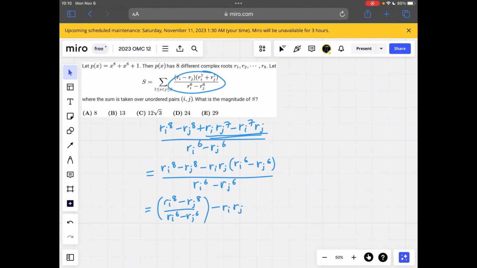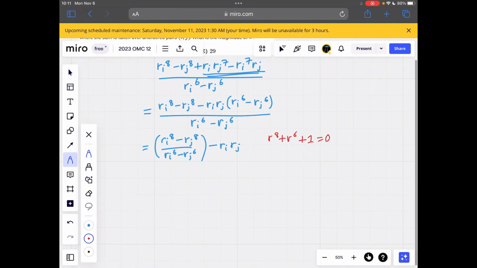Now, it might be useful to recall the definition of ri and rj. The roots of p of x equals x to the 8th plus x to the 6th plus 1. So any root r of p of x is going to satisfy r to the 8th plus r to the 6th plus 1 equals 0. And ri and rj are roots, so we can apply it to them. Let's see what we have. We can rewrite this as r to the 8th equals negative 1 minus r to the 6th. So we can apply it to ri and rj here, since they are roots of p of x.